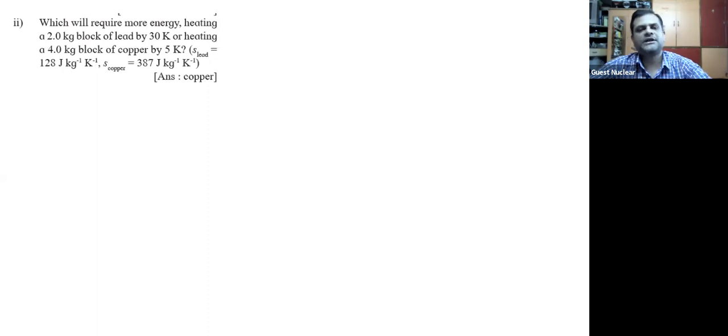Yahan pe humko ye pata chalta hai ki we need to use this formula, that is the amount of heat given to any substance is always equal to mass into its specific heat, and that is multiplied by change in temperature. Okay, ये formula हमको यहाँ पे use करना है, जो हम दो बार use करेंगे.